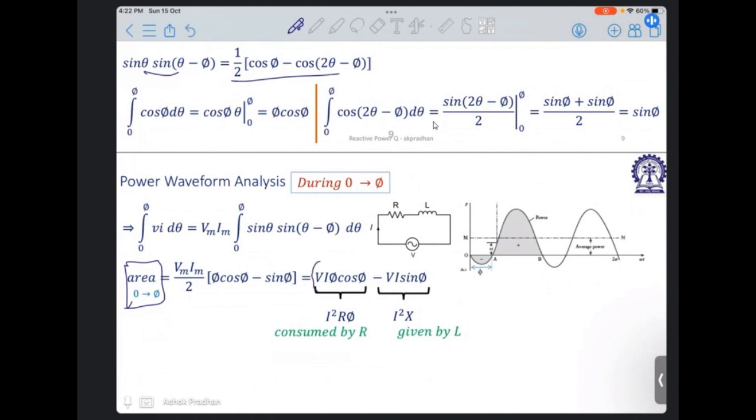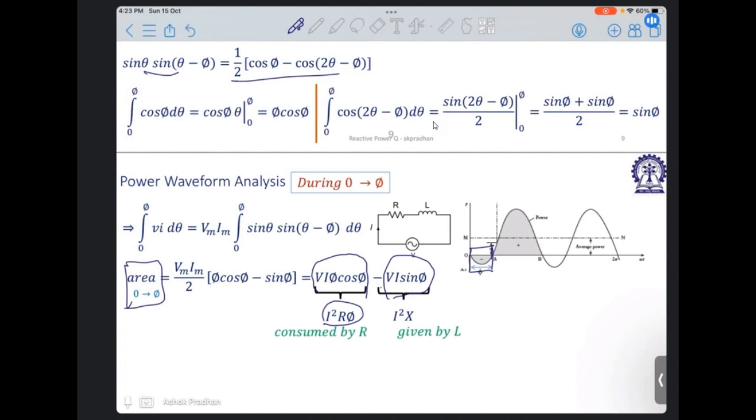This area comes out to be Vi cos phi minus Vi sin phi. The area under this small portion happens to be Vi phi cos phi minus Vi sin phi. We know Vi cos phi is nothing but I square r, and Vi sin phi is nothing but I square x. So it becomes I square r phi minus I square x. This term is analogous to the resistance consuming power I square r.